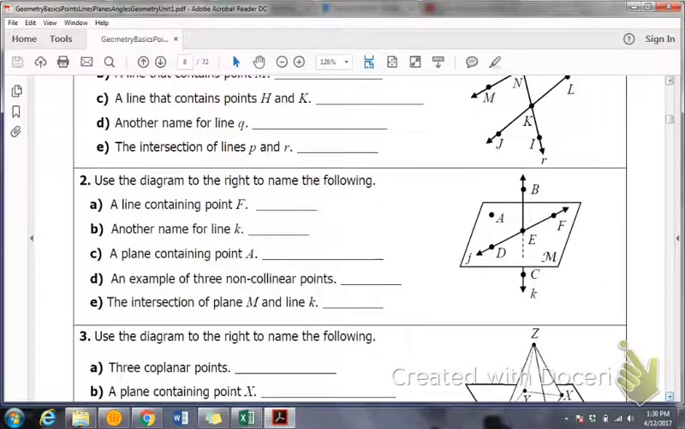Now, do you guys see that dot, dot, dot thing? That means that that line is like going through the paper, coming through the top, hitting the paper, and going down underneath it. Okay, it's not resting on that plane. So a line that contains point F, you said line J, right? Okay, that one would work. Another name for line K. Do you see where line K is? It's going through the paper. Okay, how else could you name it? Any 2 points is what we're looking for.